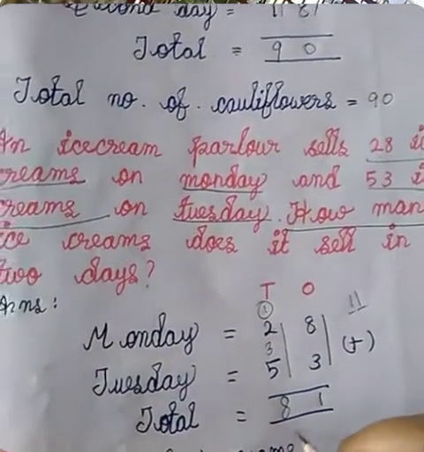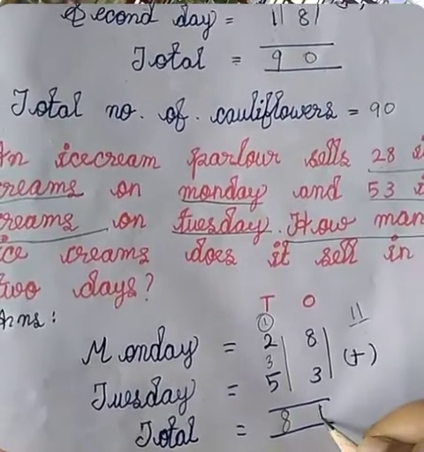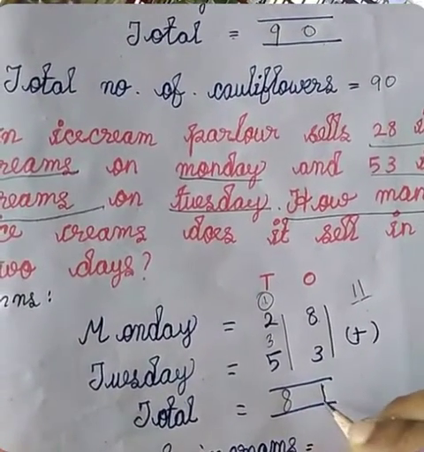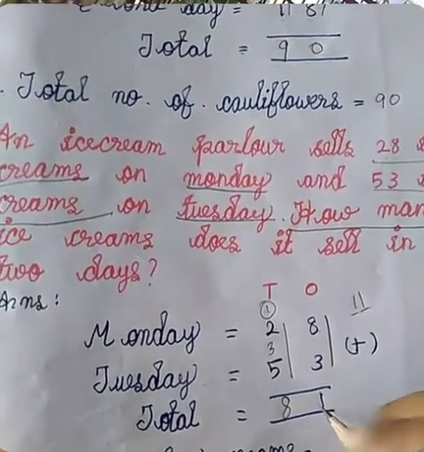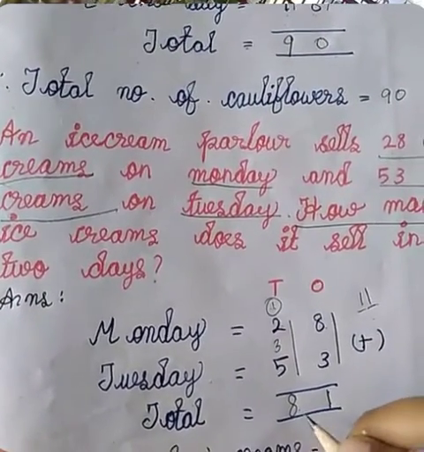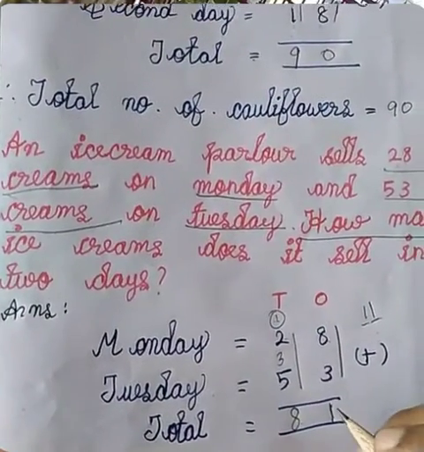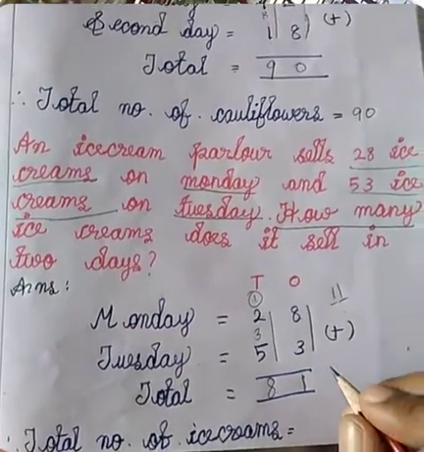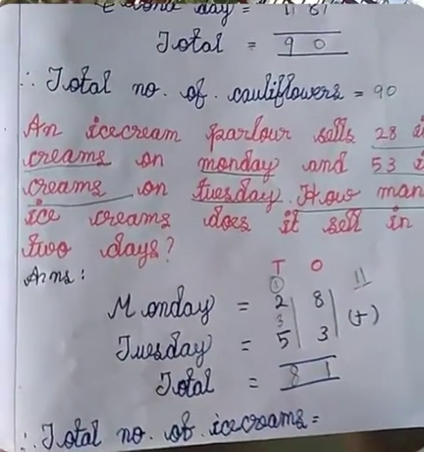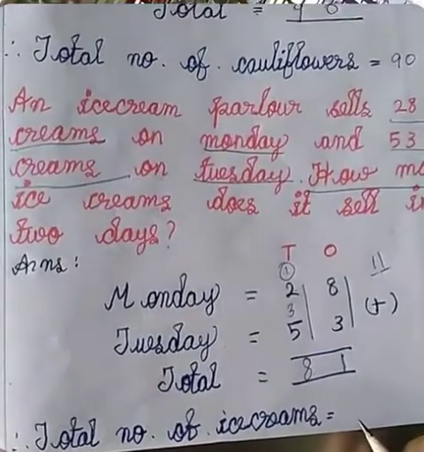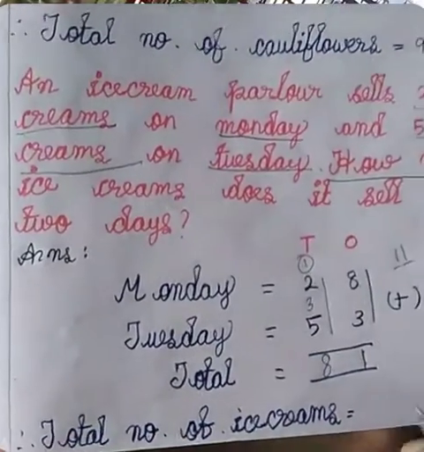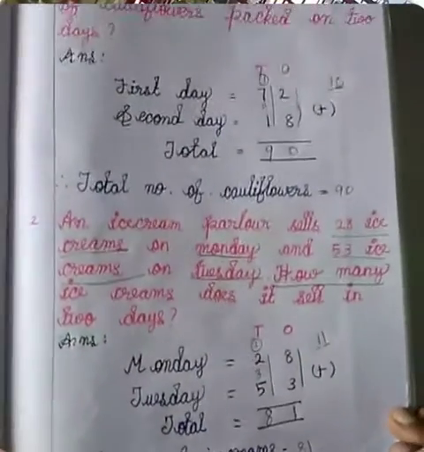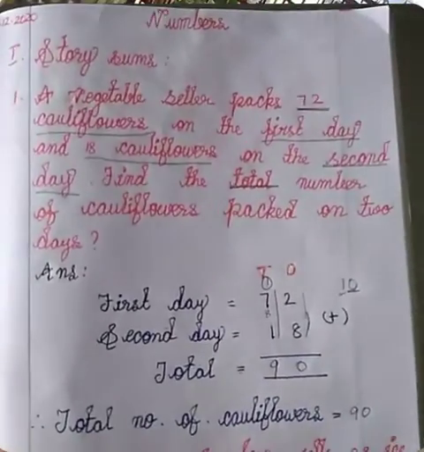The total answer is 81. You are adding these two numbers. Okay, the answer is 8 and 1, so we call it 81. So the ice cream parlor sells 81 ice creams in 2 days. What is the answer? Total number of ice creams. In the last line you have to write: therefore, total number of ice creams is 81. I hope all are clear about the story sums.